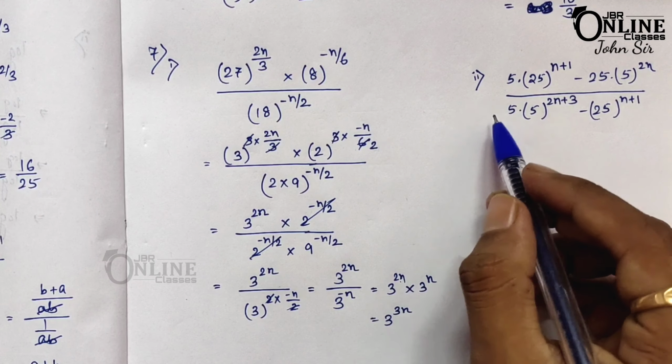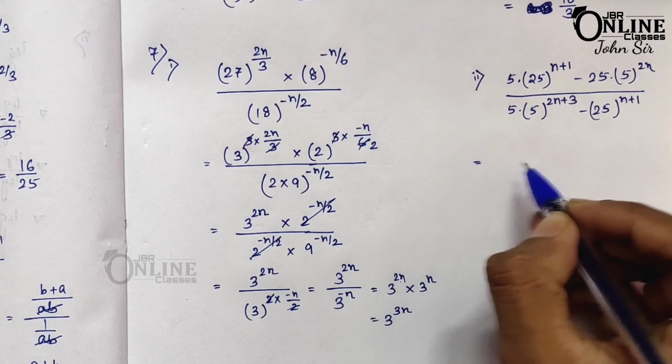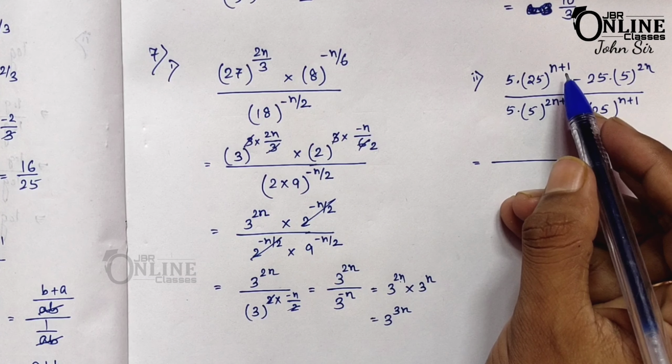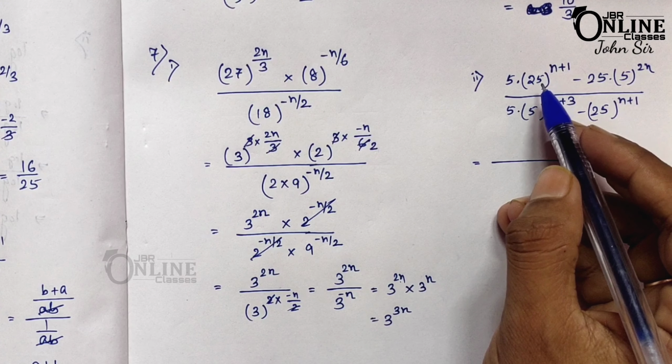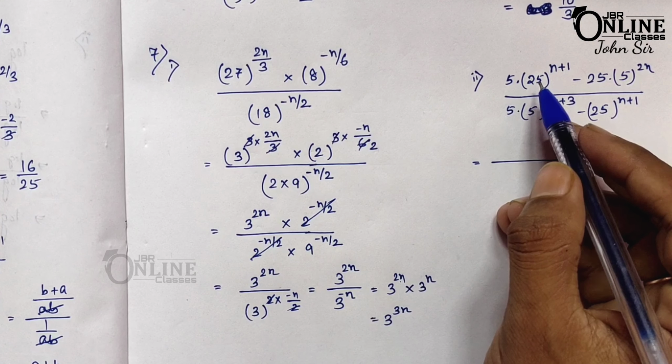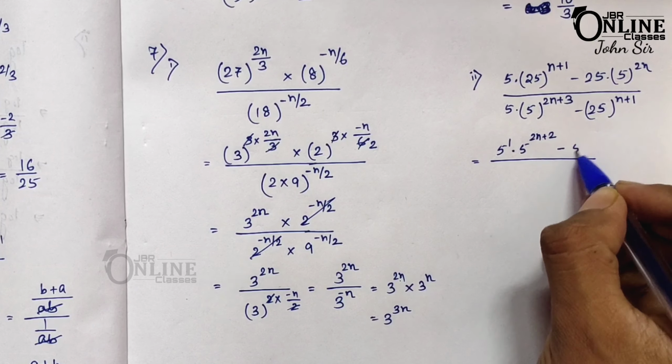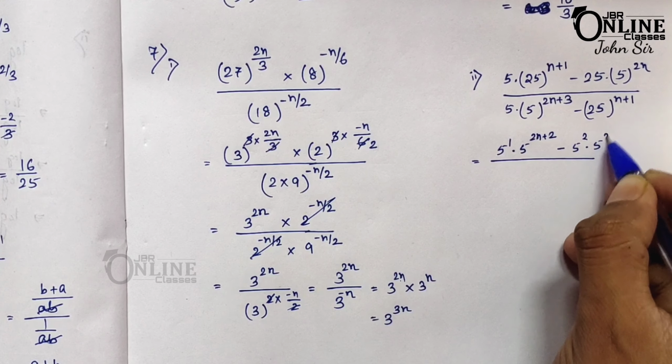Now next one, sum number 7, 2. In sum number 7, 2, here 5 into 25 to the power n plus 1. Now 25 means 5 square. So 5 square, that means 5 to the power 2. That 2 will be multiplied with n plus 1. It becomes 2n plus 2. So here you can write 5 to the power 1, as here the power is 1, and here 2n plus 2. Here also 25 means 5 square and 5 to the power 2n.